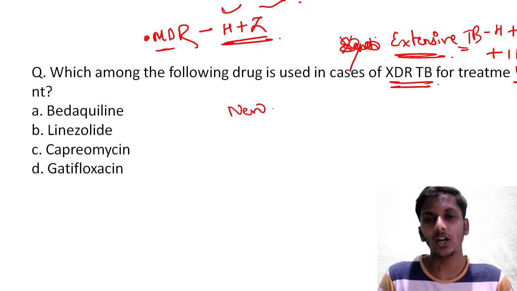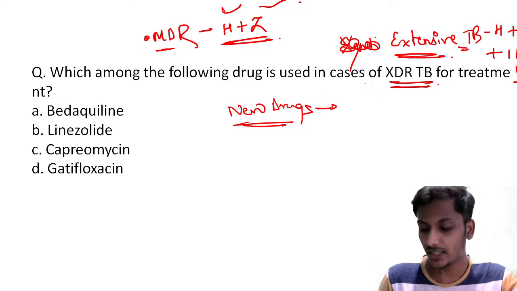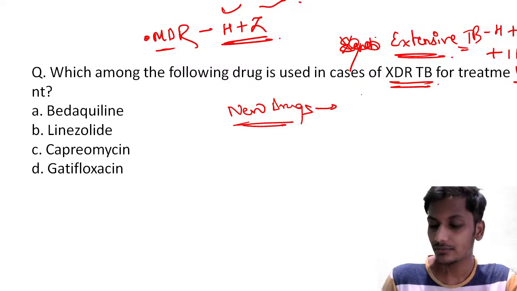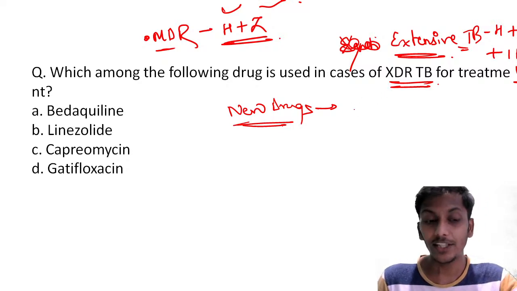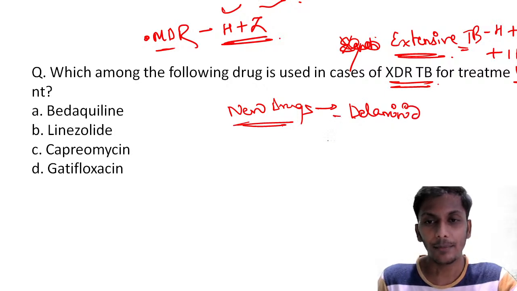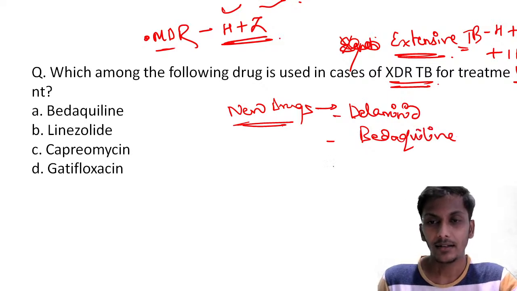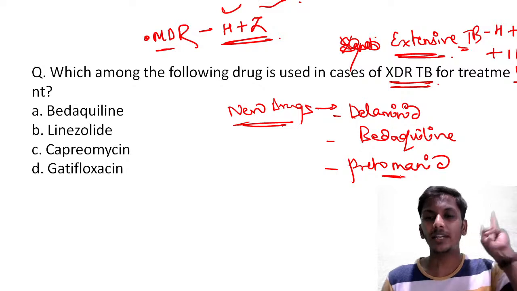Usually in cases of MDR or XDR TB, new drugs are given, and which are the new drugs used? So please remember, the new drugs which are given are, any answers in the chat box? No answers? Option B, no. Please remember, the new drugs which are used in cases of MDR or XDR TB are, first, delamanid, second, bedaquiline, and third, pretomanid. So please remember, the 3 new drugs used against MDR or XDR TB are delamanid, bedaquiline and pretomanid.